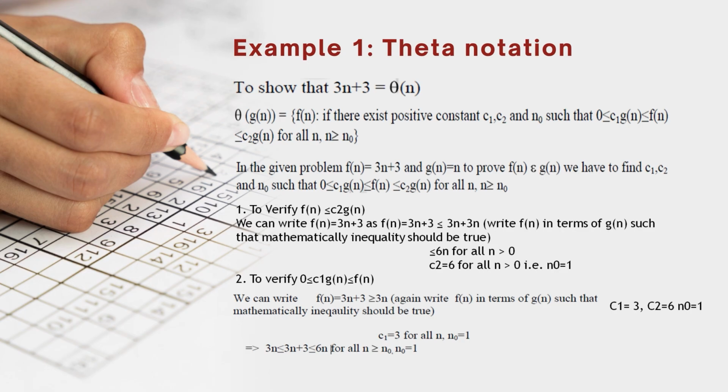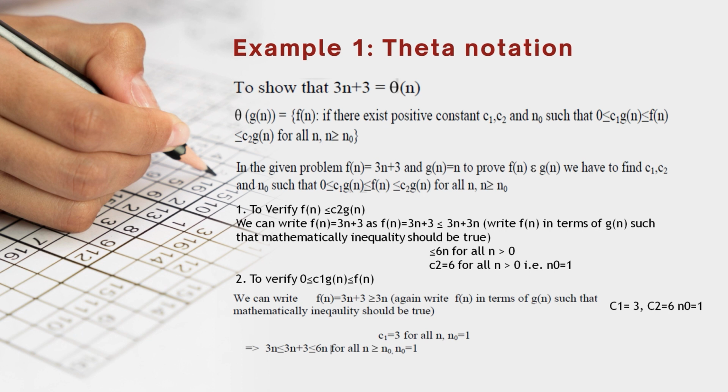If we put the value of n naught, that is 1, on the left hand side, 3n plus 3 is 6, and on the right hand side 6n, with n equal to n naught equal to 1, is 6. And for n greater than n naught, that is if we put 2, then 6 into 2 is 12, and 3 into 2 plus 3 is 9.